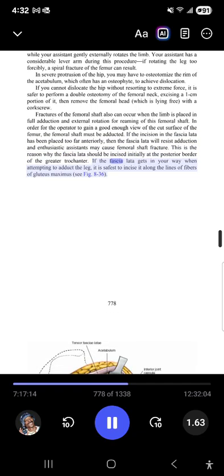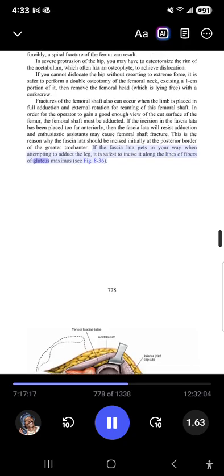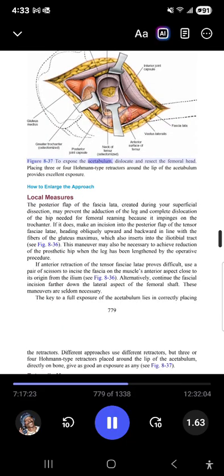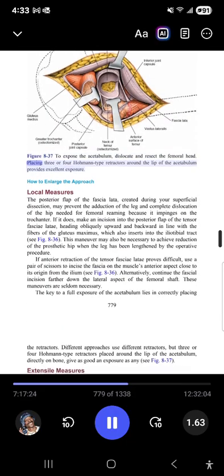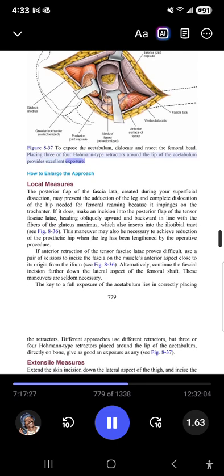If the fascia lata gets in your way when attempting to adduct the leg, it is safest to incise it along the lines of fibers of gluteus maximus. See figure 8-36. Figure 8-37: To expose the acetabulum, dislocate and resect the femoral head. Placing 3 or 4 Holman type retractors around the lip of the acetabulum provides excellent exposure. How to enlarge the approach.